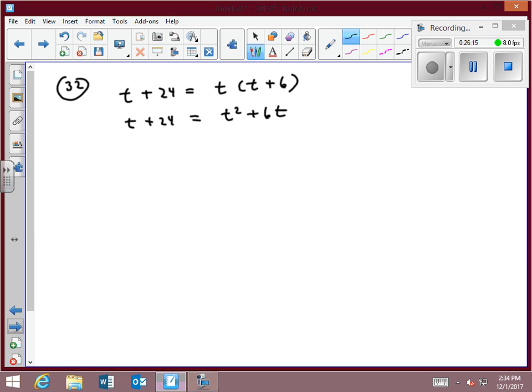Okay, get 0 by itself, and Damon says he wants to get it so his leading term is positive. When he writes it in descending order, he wants 0 on the left. So now I'm taking that t over with that 6t, and the t that's going over is going negative, right? So it's a 5t, and then a minus 24.